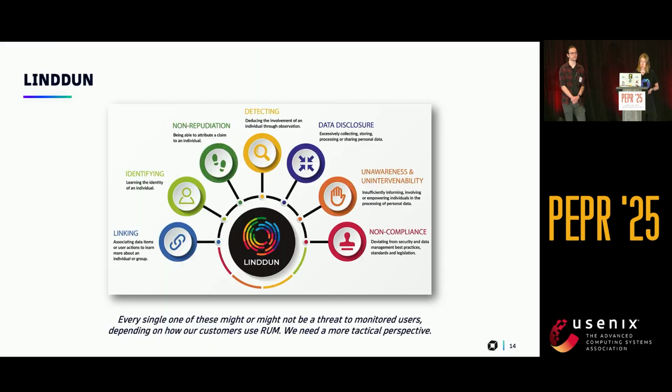So let's threat model. There are some great privacy threat modeling frameworks out there, such as this one, Easdon. But I find applying them in this business-to-business context where we don't know our customers' use cases and exactly what data they're collecting is really hard. It adds another level of abstraction. Easdon focuses on these 7 categories of privacy threat, and depending on the use case for RUM, every single one of them might be a threat to monitored users, or none at all. So we get a bit stuck here. We need to take a more tactical, context-specific perspective.